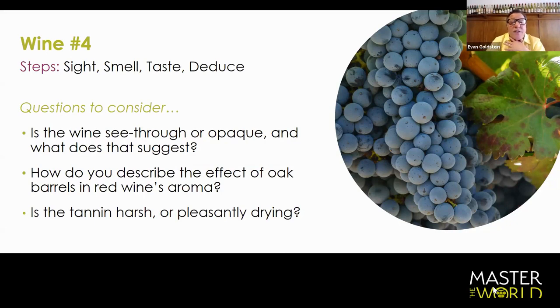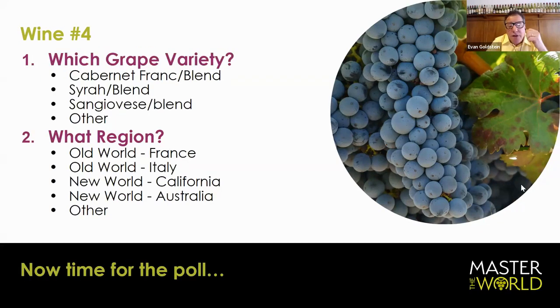So our choices are as follows. We have Cabernet Franc as a single variety or part of a blend. Cabernet Franc being what you might see on the right bank of Bordeaux. You might find it in the Loire Valley. You might find it increasingly in other parts of the world where Cabernet Franc seems to be a grape that does really well if you find the right place for it.